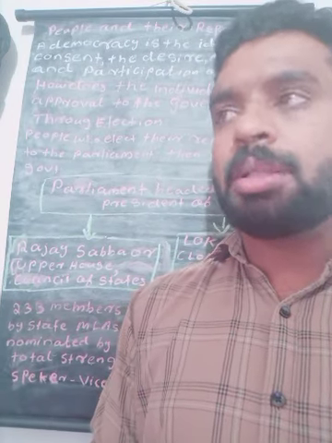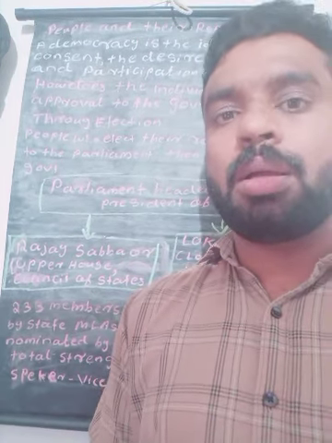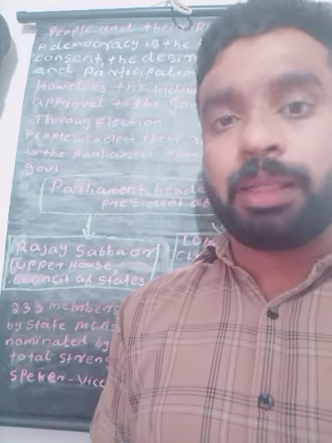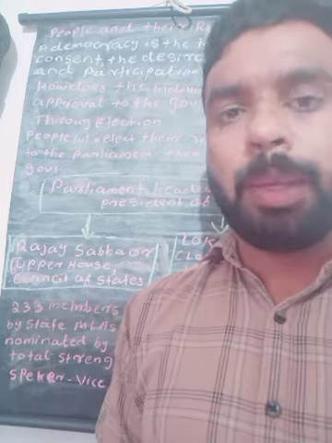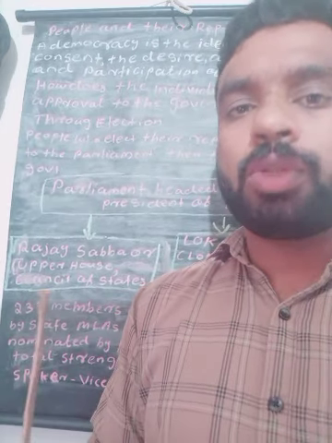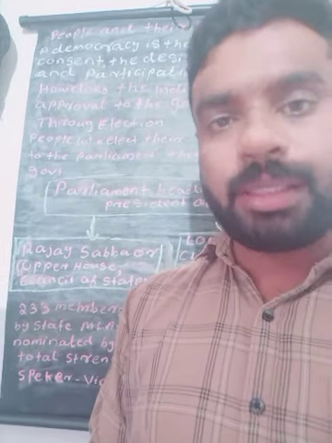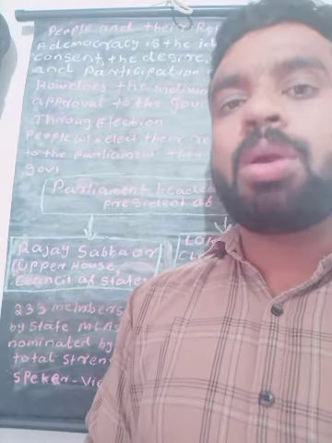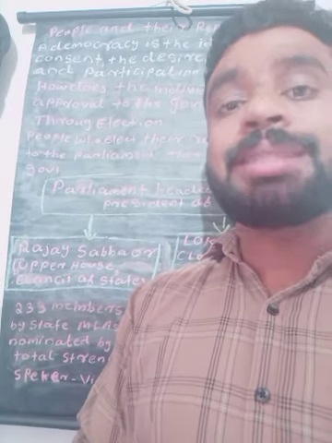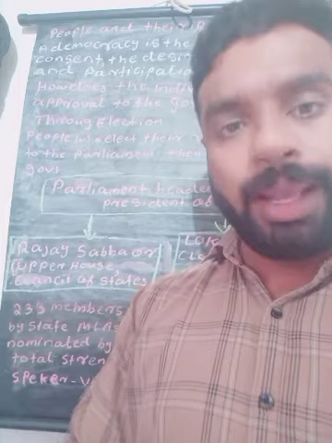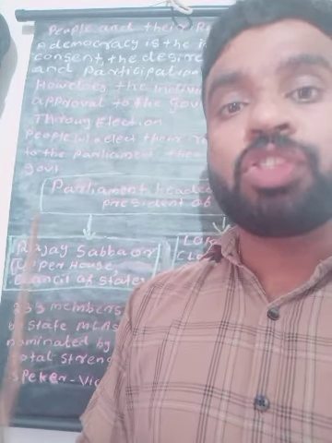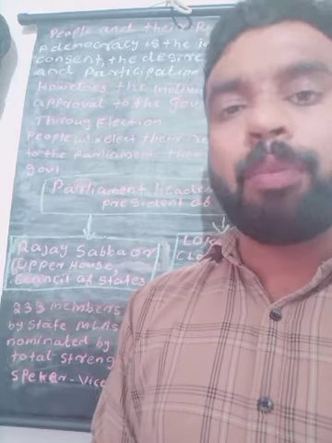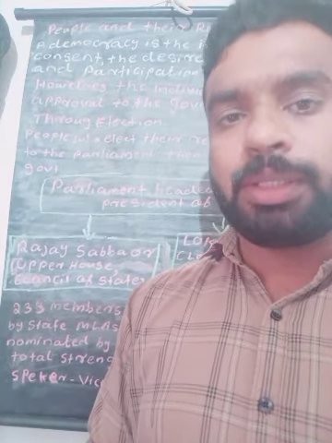In Uttar Pradesh, there are more than 400 legislative members, so they can elect more people to the Rajya Sabha. Why is it known as the Council of States? Because the members of Rajya Sabha are elected by the state MLAs. That is why it is called the Council of States. And it is the upper house and a permanent house.